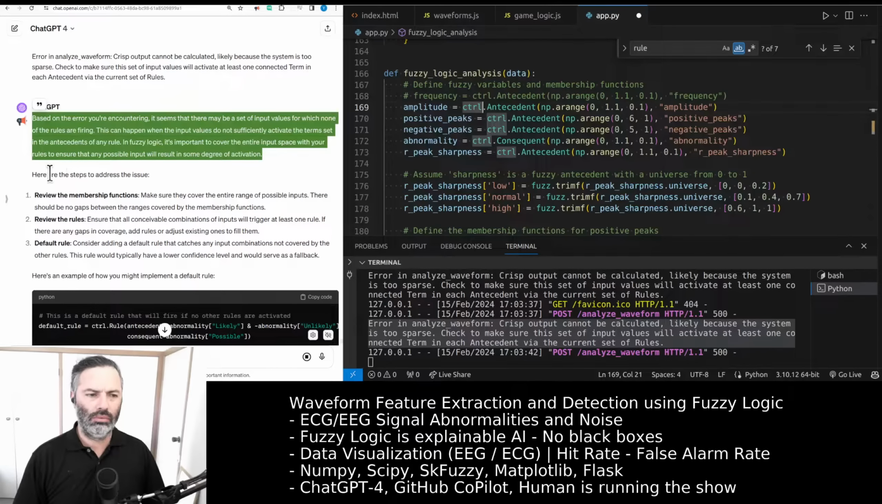Review the membership functions. Make sure they cover the entire range of possible inputs. There should be no gaps between the ranges covered by the membership functions. Review the rules. Ensure that all conceivable combinations of inputs will trigger at least one rule. If there are any gaps in coverage, add rules or adjust existing ones to fill them.